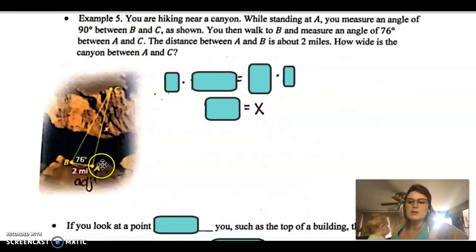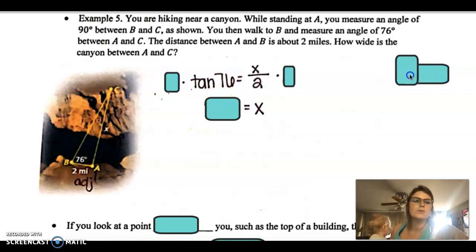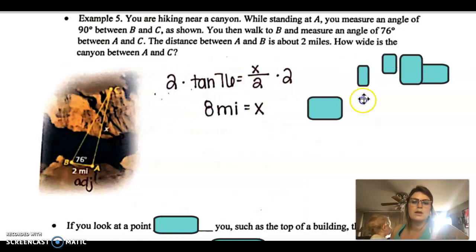So here's what they give us. So from 76, we want to solve for x. From 76, x is opposite. And remember, if A is the right angle, then 2 is the adjacent, because the hypotenuse would be over here. So we have opposite and adjacent, which gives us tangent. So we have tangent of 76 equals x over 2. Okay, this is not a special angle, so we can just do our calculator stuff. Multiply both sides by 2, and we get x equals 8, and this is in miles.